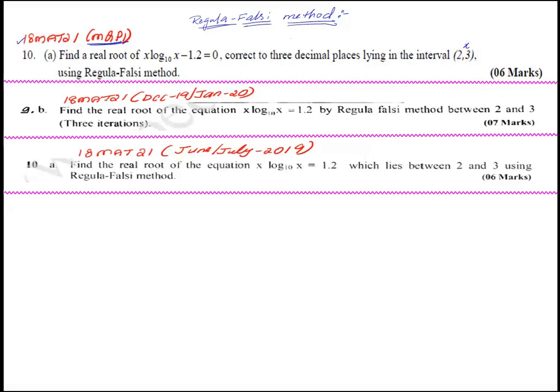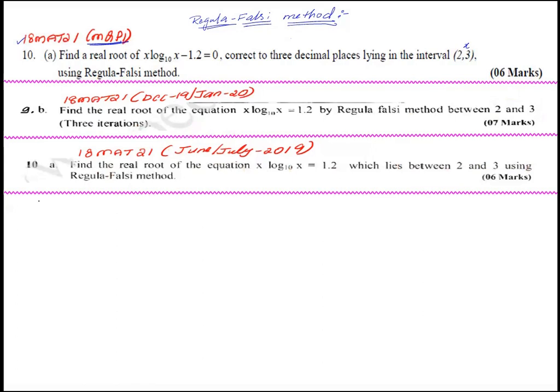The same question appeared in the 18 Mat 21 December 2019 question paper: find the real root of the same equation, x log x to the base 10 minus 1.2 equal to 0, by the regula falsi method, where the root lies between 2 and 3, and perform 3 iterations. And the same question is repeated in the June July 2019 question paper: find the real root of the equation x log x to the base 10 equal to 1.2, which lies between 2 and 3, using the regula falsi method.